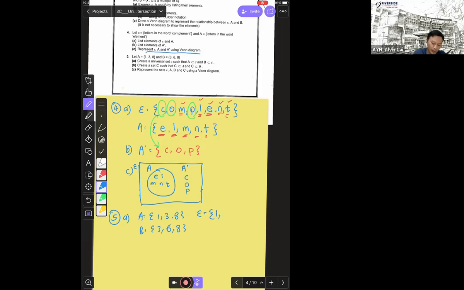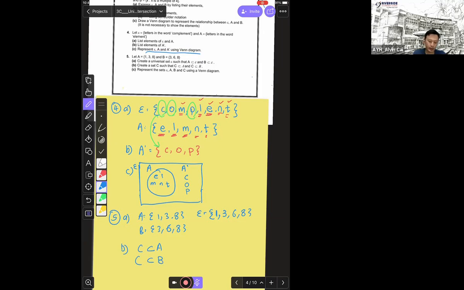So we must have a 1, we must have a 3, we must have a 6, we must have an 8. So these 4 elements must be inside. Okay, so this is one possible universal set. All right. Okay, so part B. We are supposed to create a set C, such that C is a proper subset of A and C is a proper subset of B.